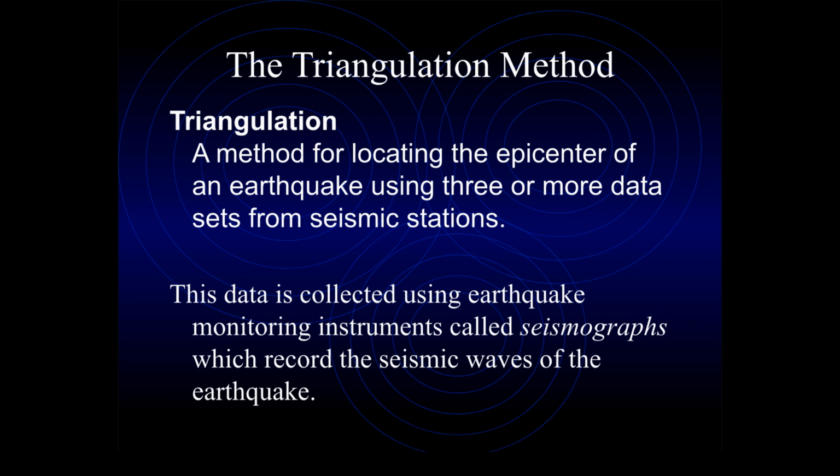So in triangulation, we use data from 3 different seismic stations. A triangle has 3 corners, so we're going to use 3 different stations, and we basically make a triangle and use that to locate the epicenter. So where all 3 of the data from the stations meet, that's where the epicenter is.